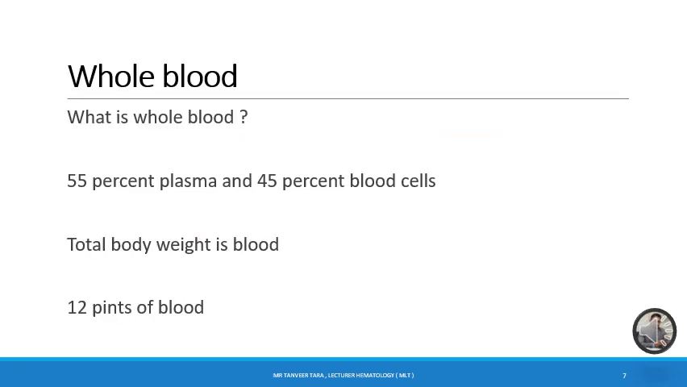What is whole blood? Whole blood is the blood which runs through the veins, arteries, and capillaries. It is a mixture of about 55% plasma and 45% blood cells, as I have discussed previously. About 7 to 8% of your total body weight is blood, and an average size man has about 12 pints of blood, and an average size woman has 9 pints of blood.